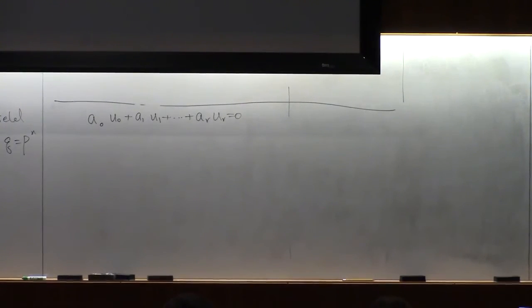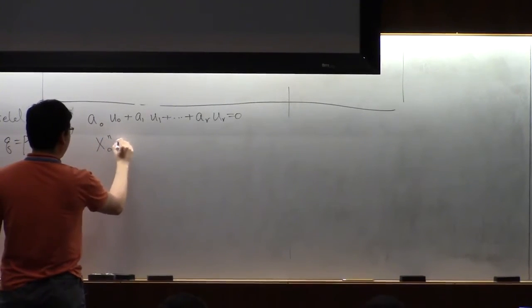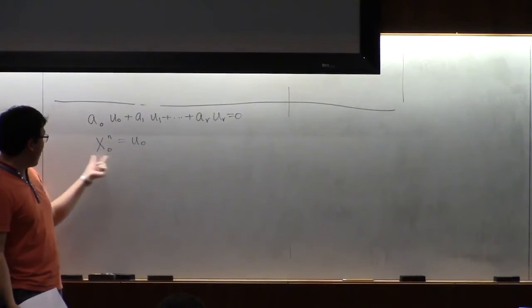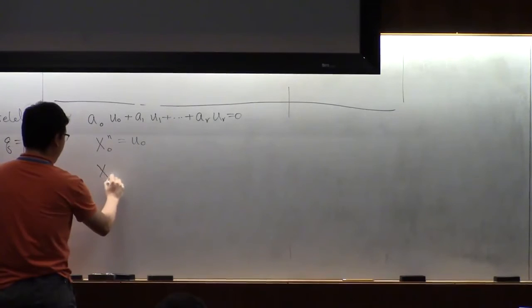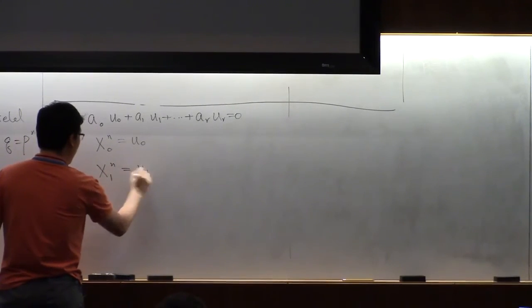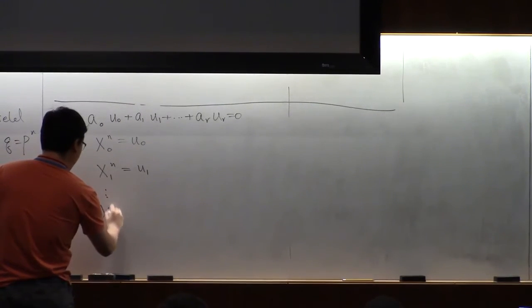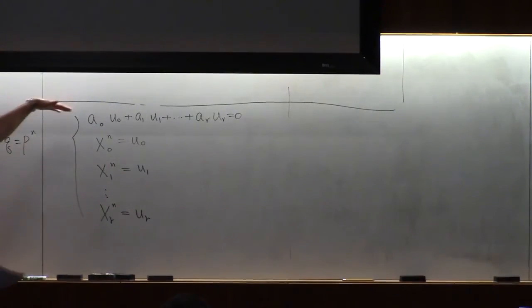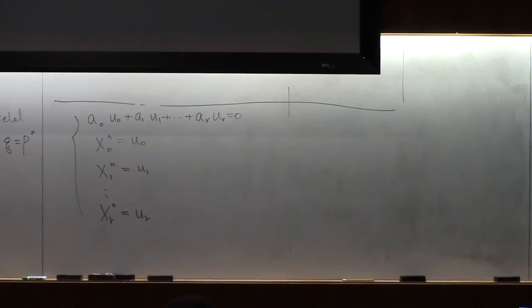Okay? On the other hand, you can see another type of equations. You consider the equation of this one. A power of the variable x is equal to some given number. And similarly, x1 to the n is equal to u1, and x_r to the n is equal to u_r. So first we have a linear equation, and the rest r plus 1 equations. They are not linear, but they are simple.